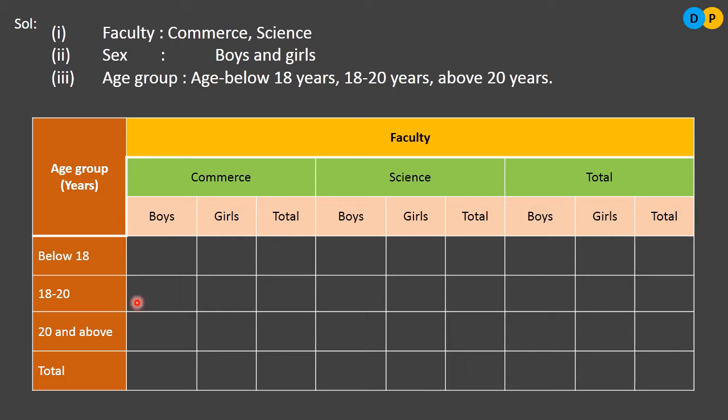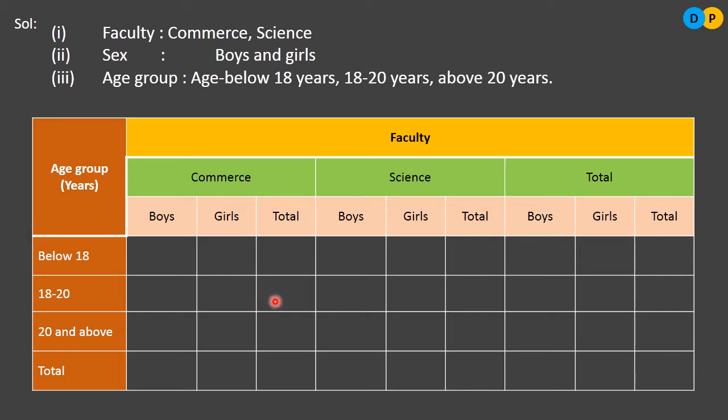So for example, in case I have any data, let us say 15 here. What does it indicate? It indicates that there are 15 boys in commerce, and these 15 boys belong to the age group 18 to 20. Similarly, if the data is, for example, 10 here, then it says that there are 10 girls in commerce, and all these 10 girls belong to the age group 18 to 20. If I add 15 plus 10, then it becomes 25. So 25 is the total strength of boys and girls, or the total number of students, in the age category 18 to 20, and these 25 members belong to commerce.